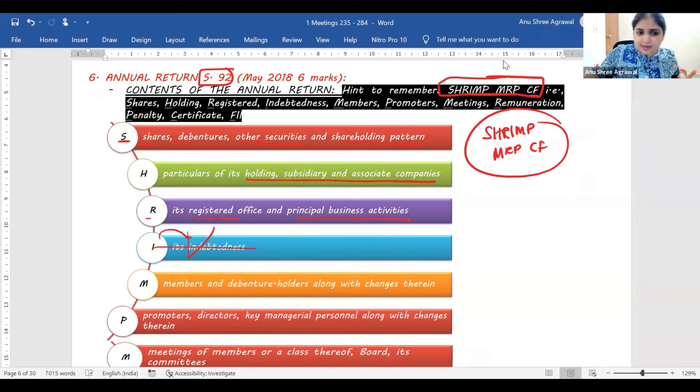I was actually indebtedness, but this has been amended. Indebtedness is not there in the annual return anymore. M, members and debenture holders along with changes therein. Then P, promoters, directors, KMP, along with changes therein. Come on, these five things let us learn first. S, shares, debentures, securities and shareholding pattern. H, holding, subsidiary, associate companies. R, registered office and principal business activities. Forget about I. M, members, debenture holders and changes therein. P, promoters, directors, KMP and changes therein.